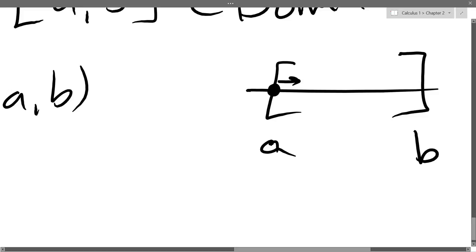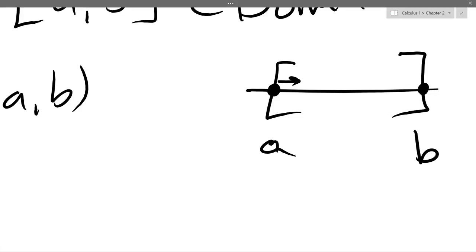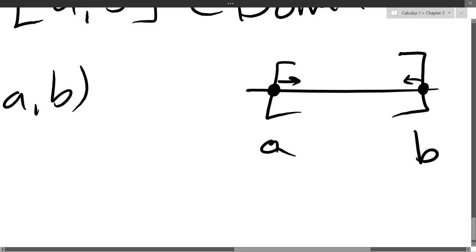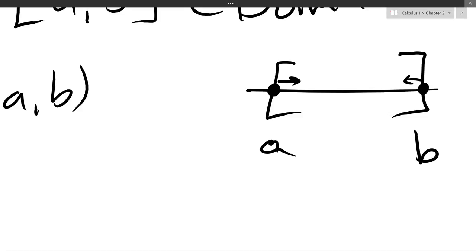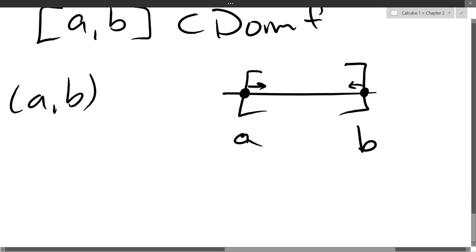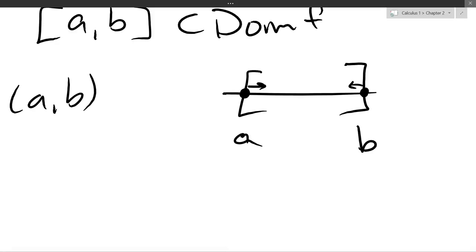And if you're at B, what direction does it make sense to look for continuity? Certainly not outside your interval. It makes sense to look inside your interval. So you want to be continuous that direction. It's always pointing into the interval, your continuity. So it's a little tricky. A is a left endpoint, you need right continuity. B is a right endpoint, you need left continuity.